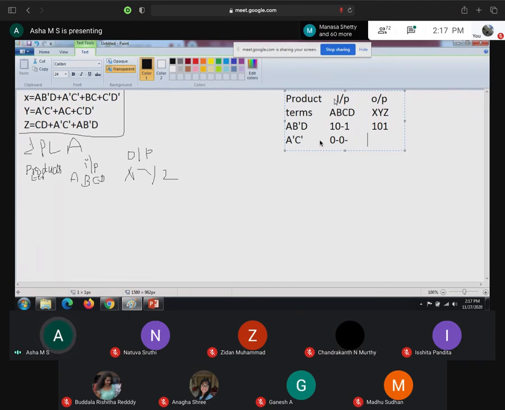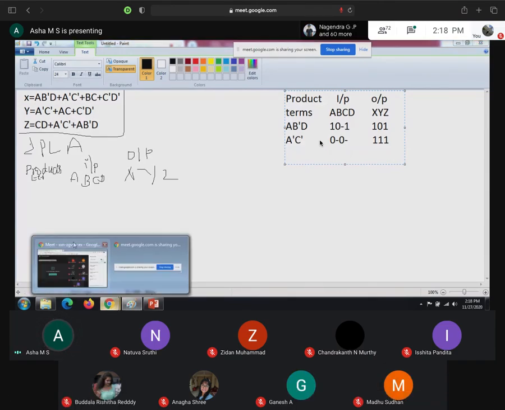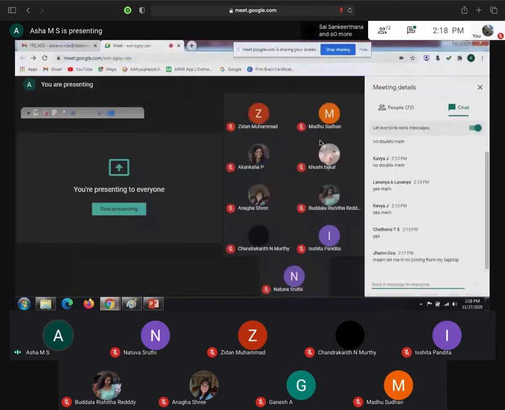Where A bar C bar is present, is it present in the output equation X? Yes, so it is 1. Is it present in Y? Yes, it's present in Y also, so it is 1. Is it present in Z? A bar C bar? Yes, it's present in Z also. So all the three output variables are 1 because that corresponding product exists in all the output equations.